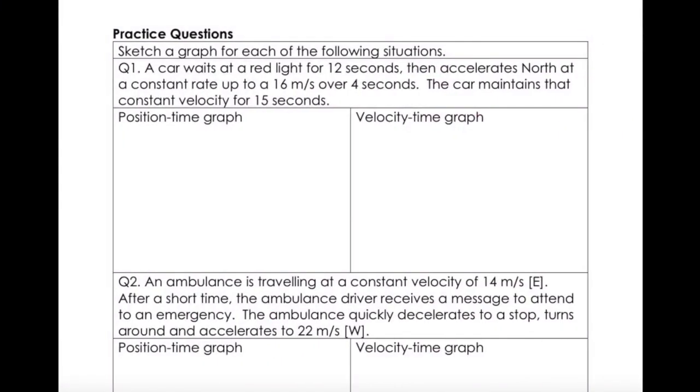Okay, so we're just going to do a few practice questions together. A car waits at a red light for 12 seconds, then accelerates north at a constant rate up to 16 meters per second over 4 seconds. The car maintains that constant velocity for 15 seconds. Okay, so we're going to draw a position versus time graph.